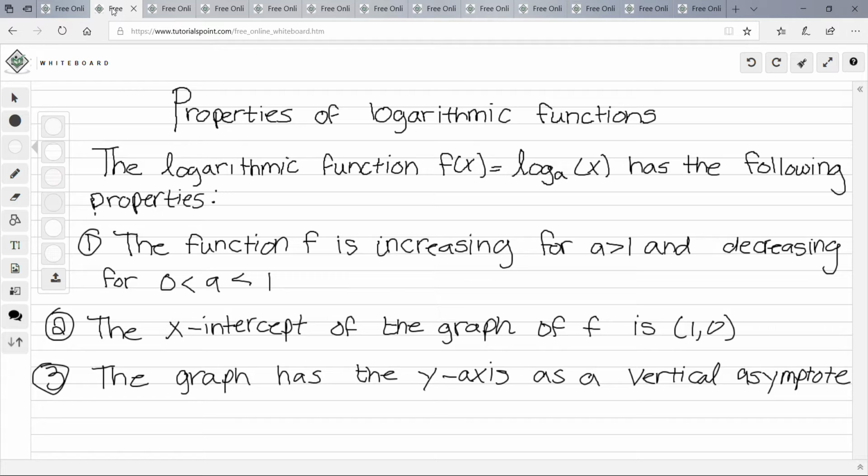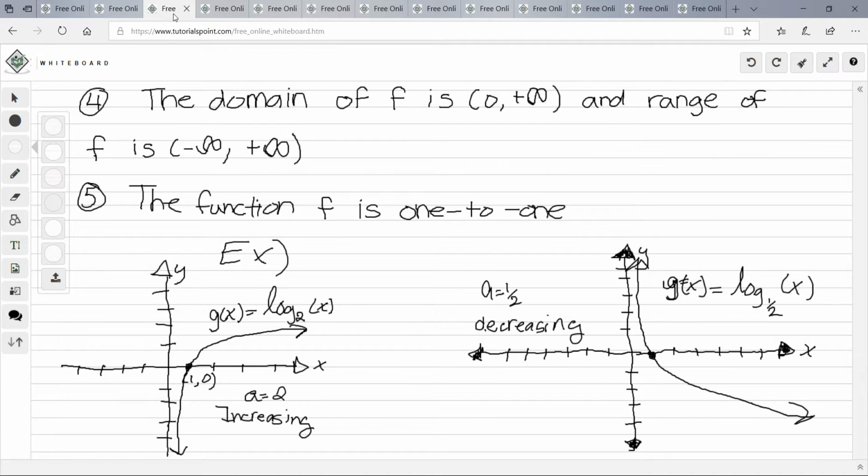And then the graph has the y-axis as a vertical asymptote. I'll show you in a minute how the graph looks, and this probably will make all sense. So it has a VA at the y-axis. And then the domain of f is 0 to positive infinity, and the range is from negative infinity to positive infinity. Also, the function is one-to-one.